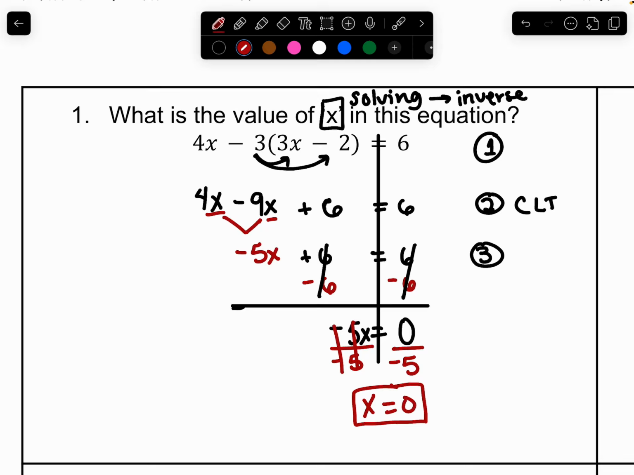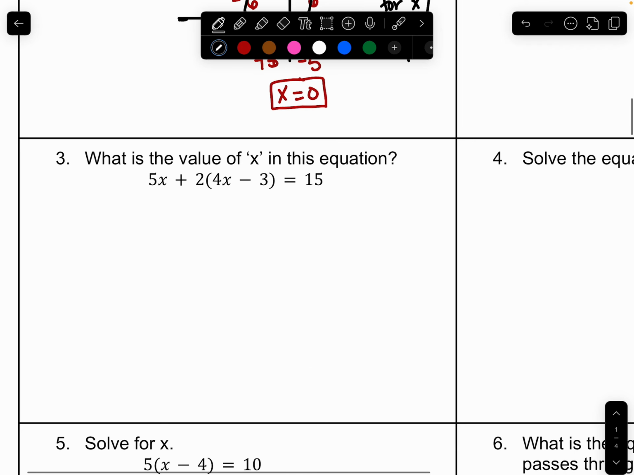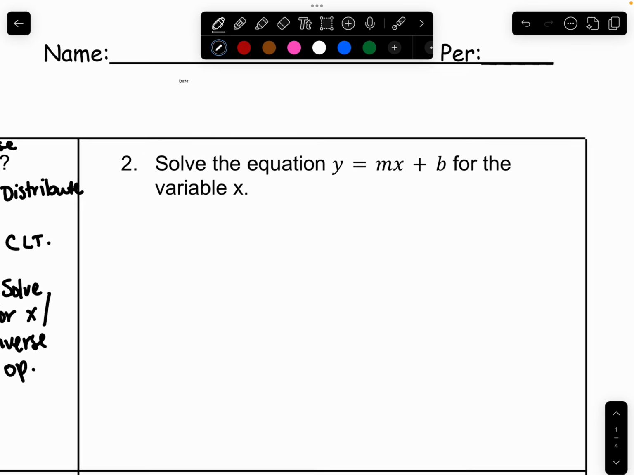So my first step was to distribute. Next step is to combine like terms. The third step is to solve for x, or inverse operations. This explanation is enough for me. Now let's go to number 2.